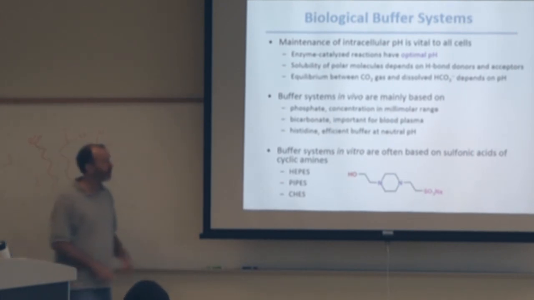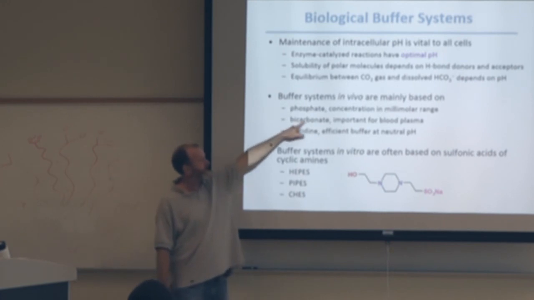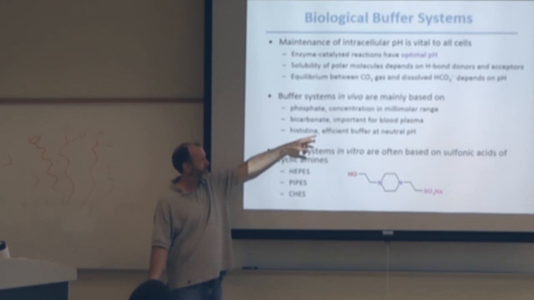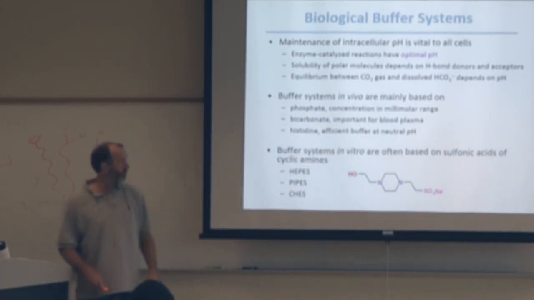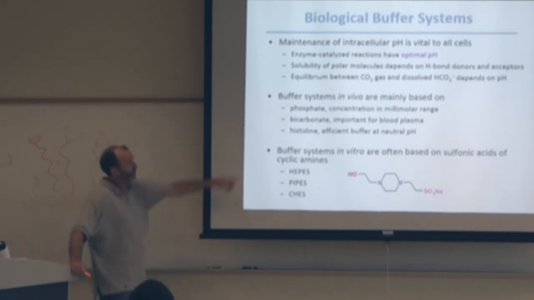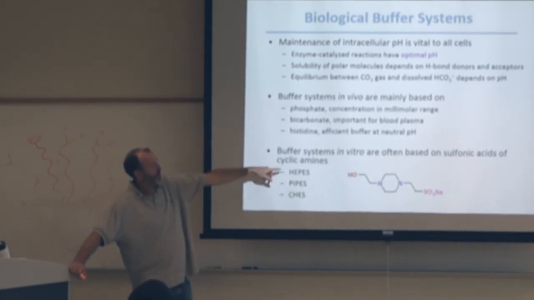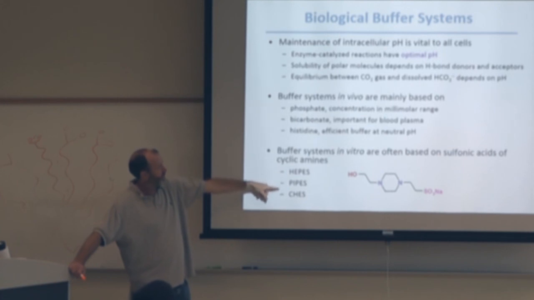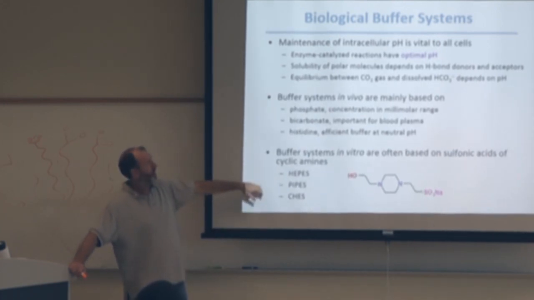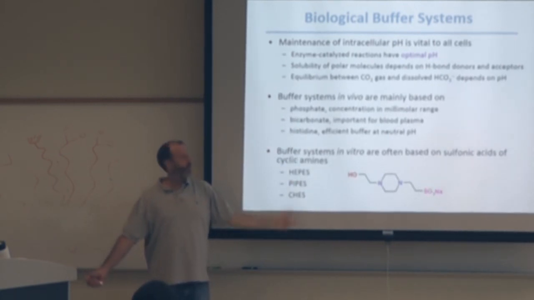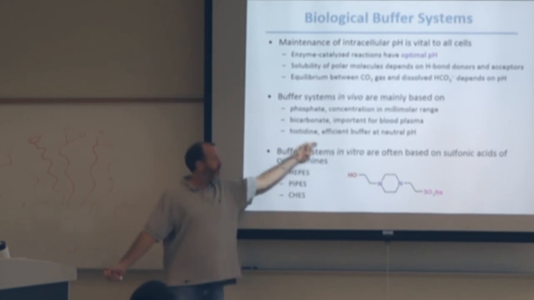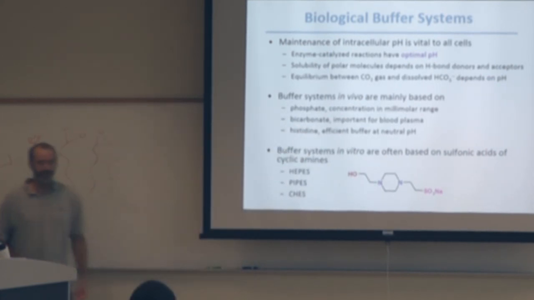Buffer systems in vivo are mainly based on phosphate in the millimolar range, bicarbonate, which is important for blood plasma, and histidine. This is a good buffer at neutral pH also. And then we get buffer systems in vitro that are often based on sulfonic acids, such as HEPES, PIPES, and CHES. You'll see this sometimes in cell culture. But phosphate is mostly intracellular. Bicarbonate is going to be in your blood, and histidine you also find in other places.